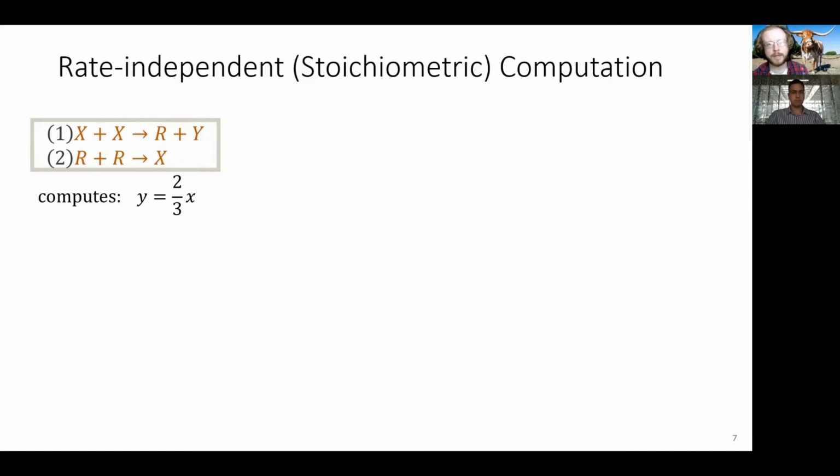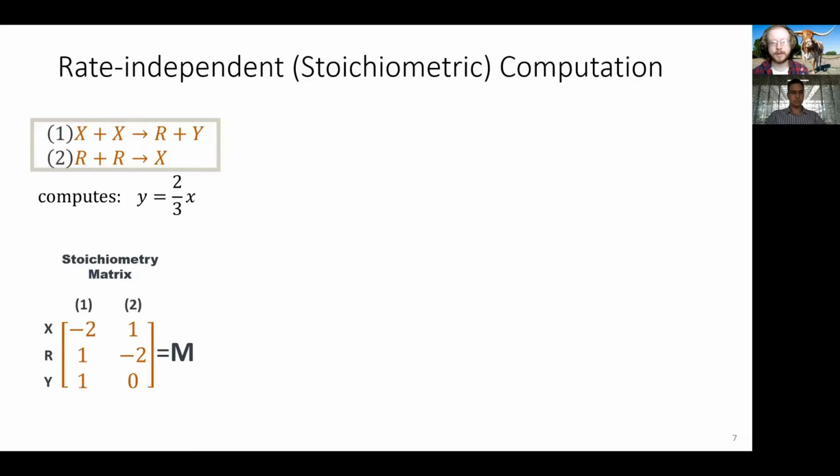To understand rate independence, we can decouple the part of the computation which is due to stoichiometry and the part that is due to rates. So here we'll completely ignore the rates and just think about the stoichiometry. We can do that by looking at the stoichiometry matrix. Each entry here just gives you the net increase or decrease of that species in that reaction. So for example, X is decreased by 2 in the first reaction.